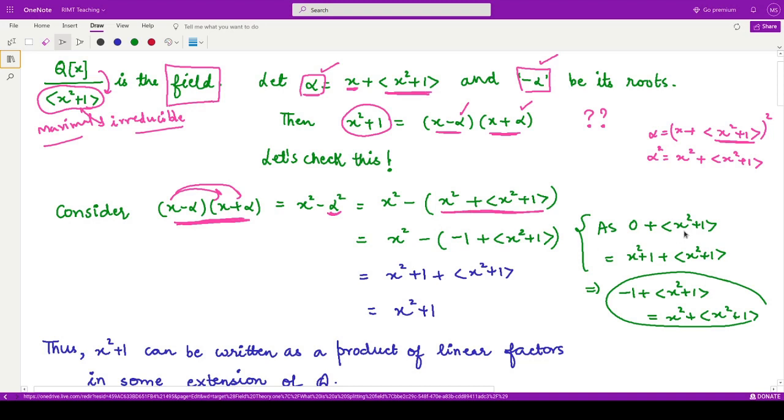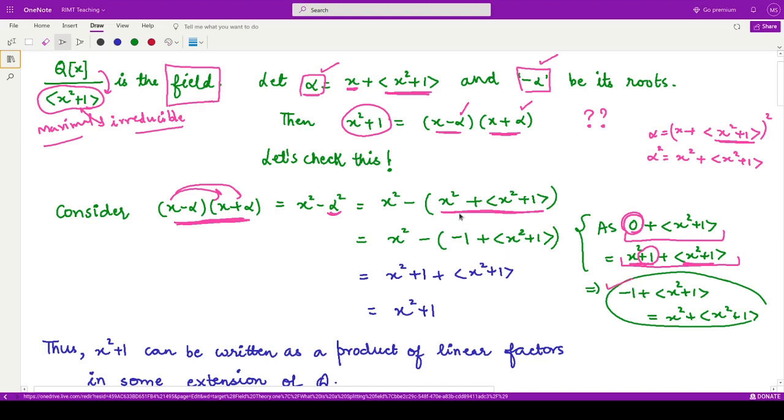Moreover, in the ideal calculation you have the quantity 0 plus the ideal generated by x square plus 1, which is equal to x square plus 1 plus the ideal generated by x square plus 1, because these two quantities merge with each other and ultimately you get 0, right? Now you can shift this plus 1 to the left hand side, so you would have minus 1 plus the ideal generated by x square plus 1 equal to x square plus the ideal generated by x square plus 1.